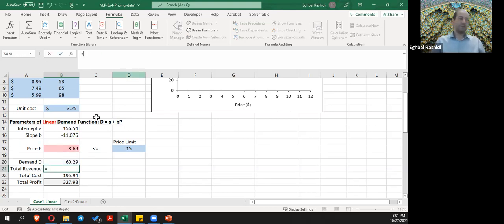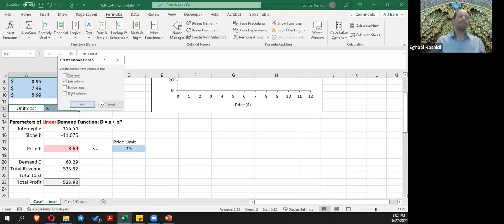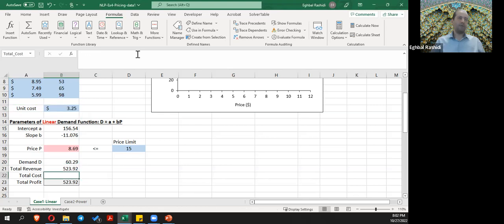I'm going to also change this and use the demand and price names that I have used. So price multiplied by demand. Okay, total cost, that's equal to unit cost. I hope I have named this. All right, now total cost is going to be unit cost multiplied by the demand. And the profit is just going to be revenue minus total cost.